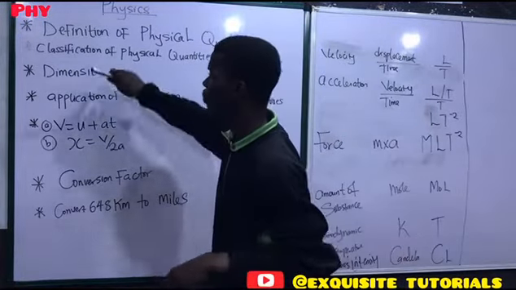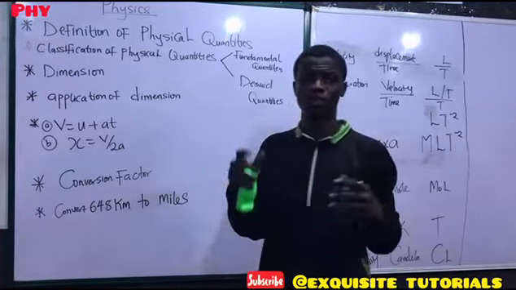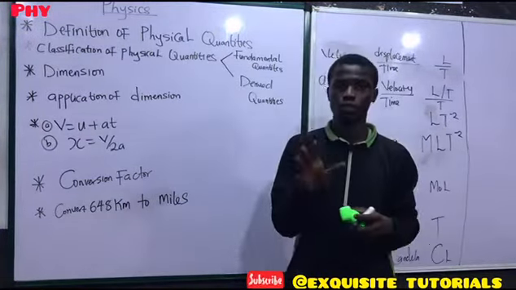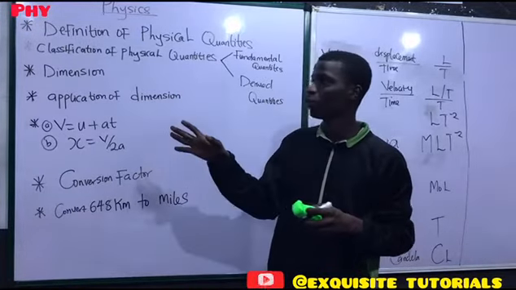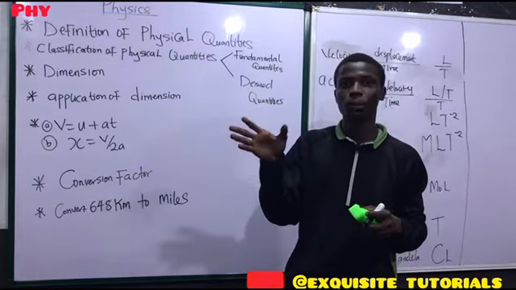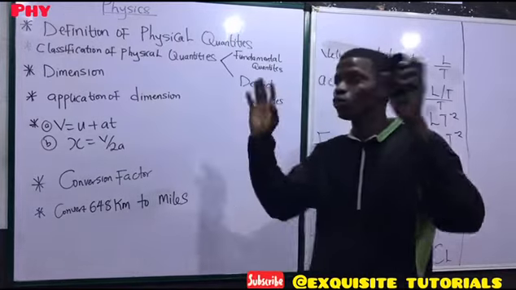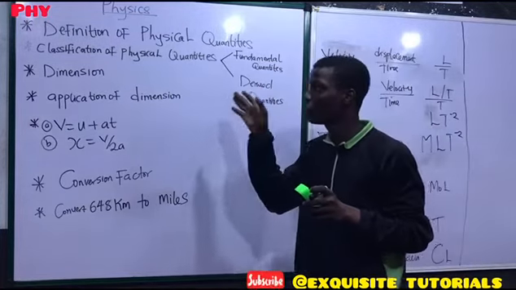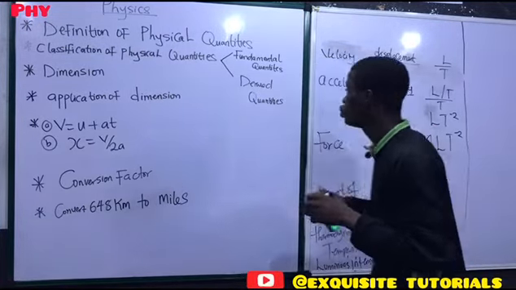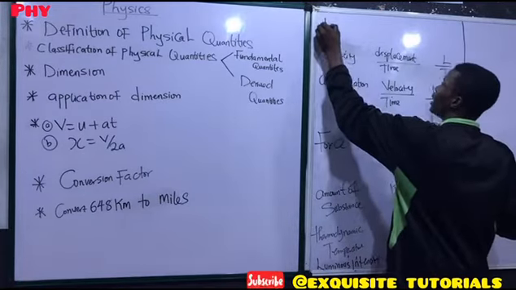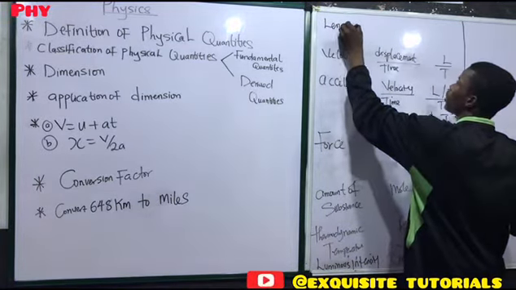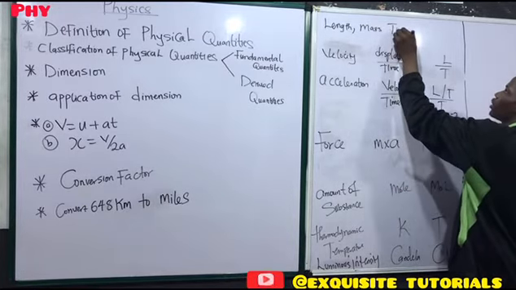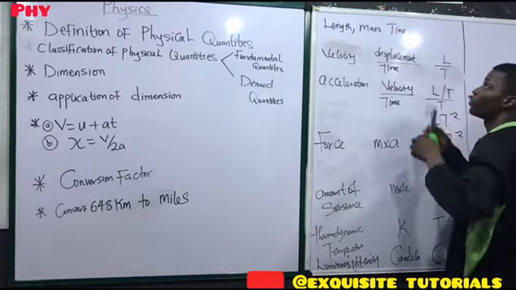So let's continue. Our dimension: whenever the word dimension comes into your mind, what is it trying to tell us? A dimension is a system for representing the fundamental quantity of any quantity at all, using our length, mass, and time, or rather using the fundamental quantities.